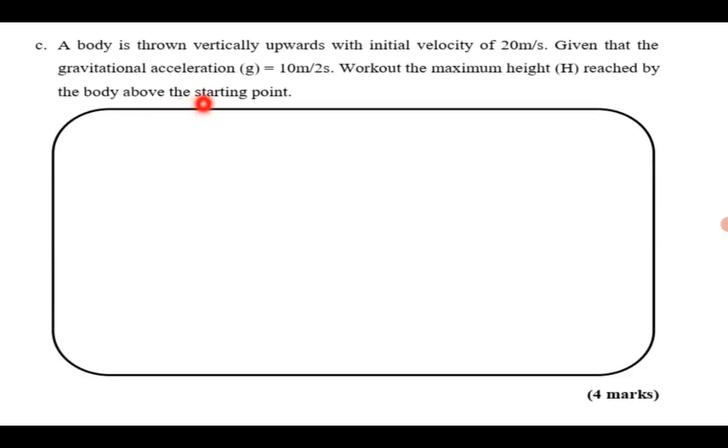A body is thrown vertically upwards with initial velocity of 20 meters per second. Given that the gravitational acceleration is 10 meters per second square, this should be per second square, not 2s. Alright, make that correction. This must be s to the power 2. Work out the maximum height reached by the body above the starting point.